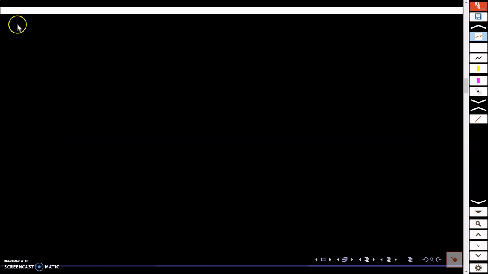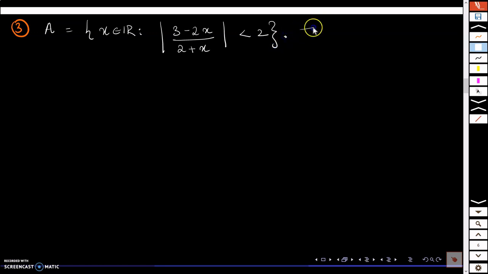Let's try to identify this set, the third one. Let's call it A. This is the set of all real numbers x which satisfy this condition, and the condition is (3 minus 2x) upon (2 plus x) must be strictly less than 2. This is the set A. My question is, identify the set A.